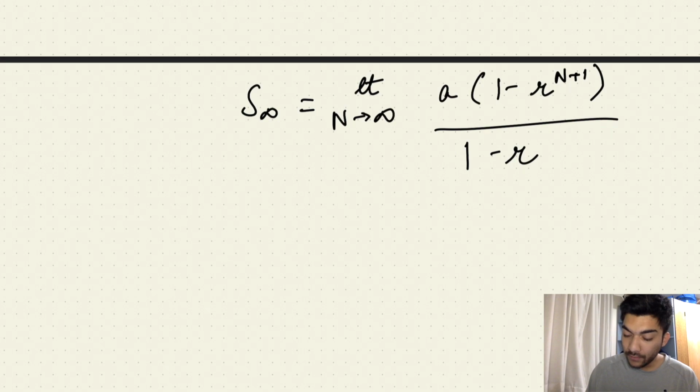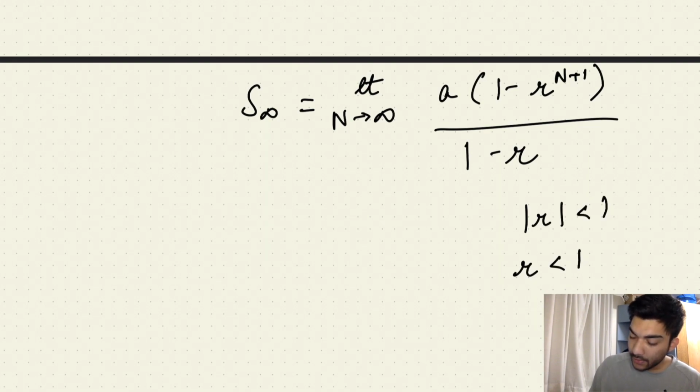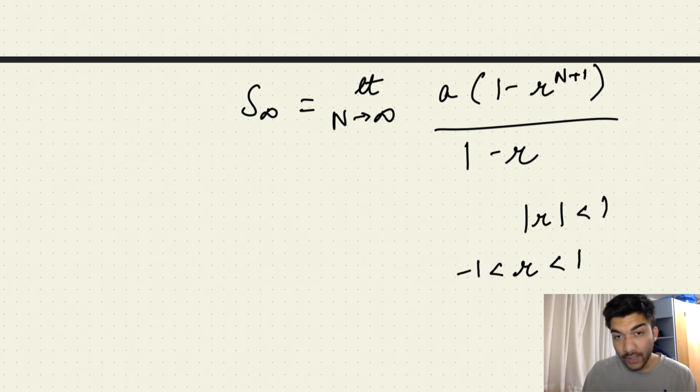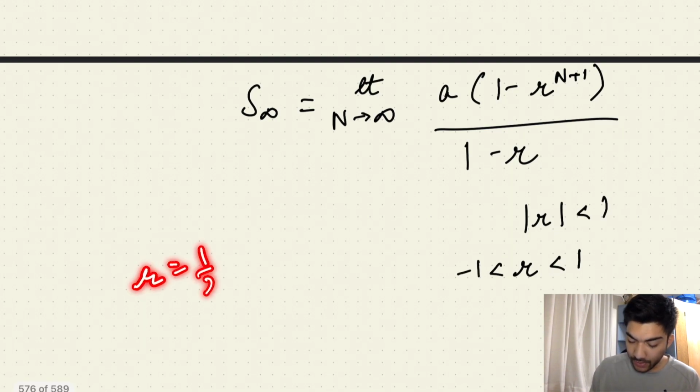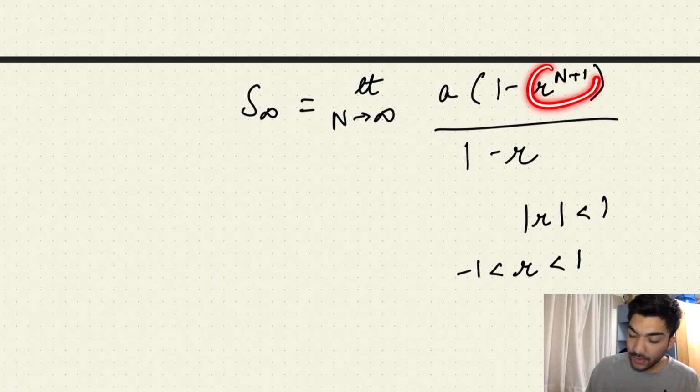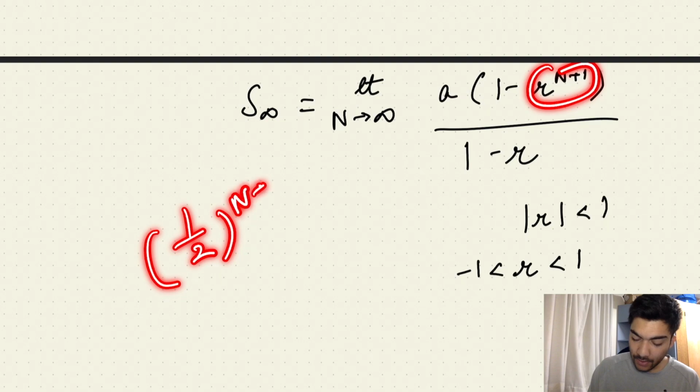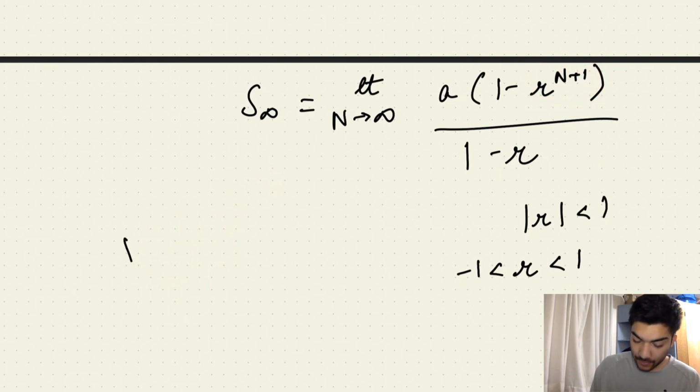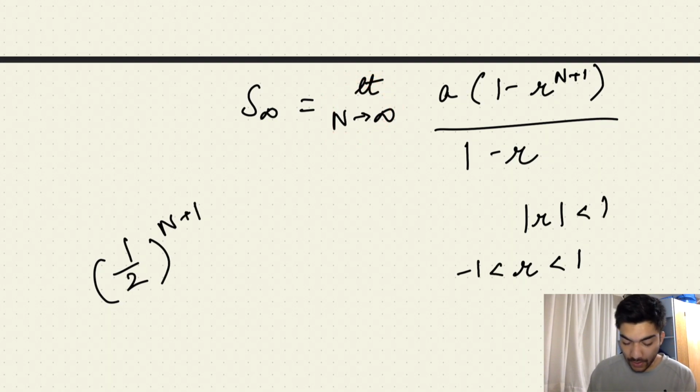Now if you observe this expression carefully, you'll notice that when the absolute value of r is less than 1, which means r is between minus 1 and 1, for example let's consider r to be 1 by 2, this expression will be 1 by 2 to the power capital N plus 1. You know that you're taking the limit as n approaches infinity, and for this expression the limit approaches 0. Similarly, if you take r equals minus 1 by 2, you can see the same thing.